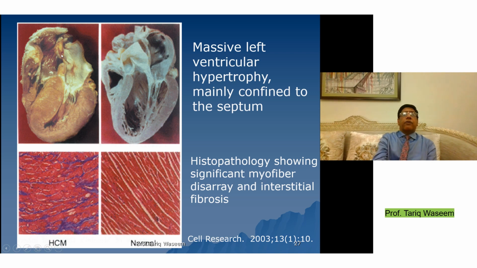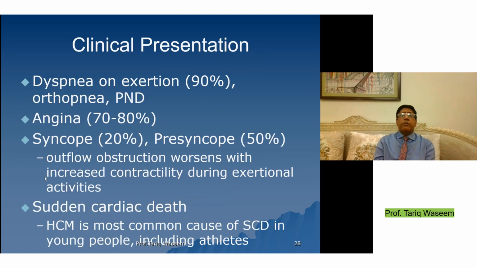Now, this is a hypertrophied heart. All parts are hypertrophied, but look at the septum. The septum is much more hypertrophied as compared to the posterior wall, and this results in a very small, narrow cavity, right? And look at the type of hypertrophied muscles seen on the right. So the histopathology shows that there is myofibrillar disarray, and of course interstitial fibrosis, and there is massive left ventricular hypertrophy, which is more marked towards the septum.